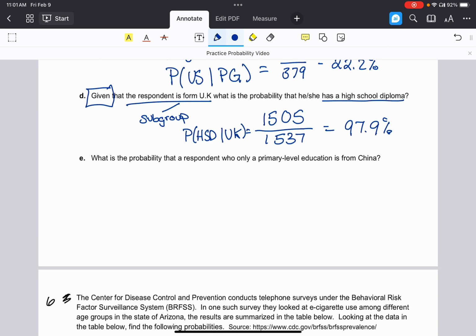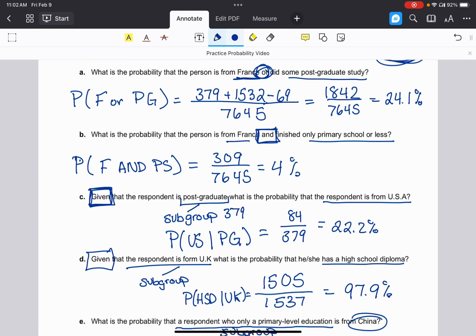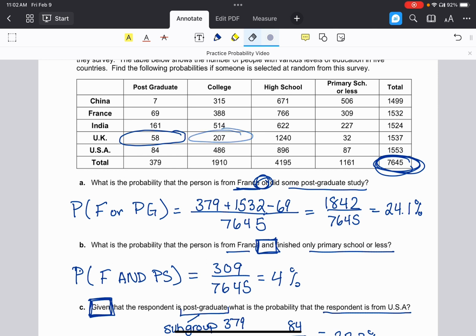All right, last but not least, what is the probability that a respondent who only has a primary level education is from China? So this is sort of our subgroup, only has that primary level education. And we want to know within that subgroup, what's the likelihood that that person is from China? And so I like to highlight my subgroup, so primary school education, and then China is the top number.